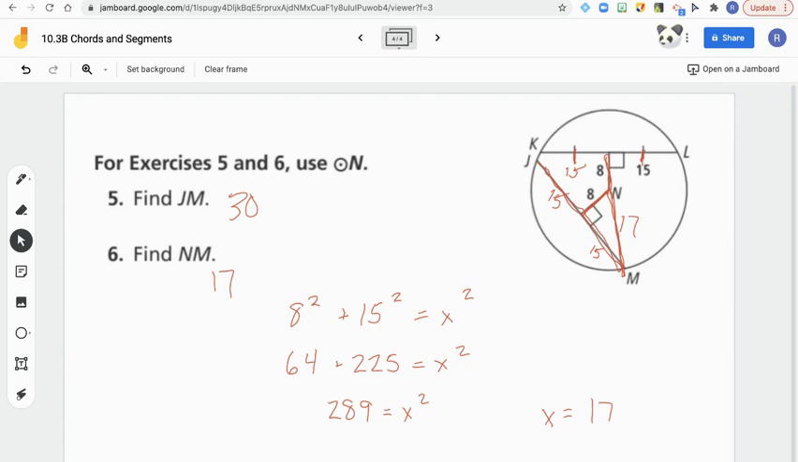What I want you to do is send me a message in the chat with that number of how you feel your understanding is. From a 0 to a 5, how are you feeling about these properties dealing with chords inside a circle?